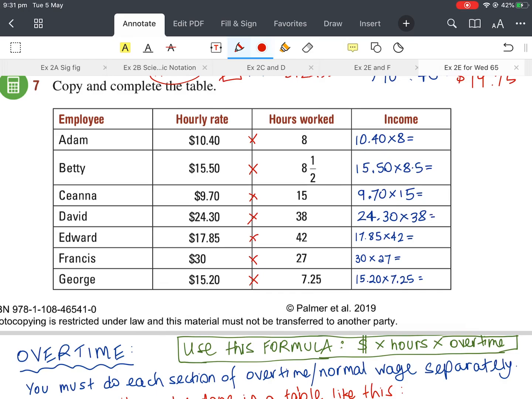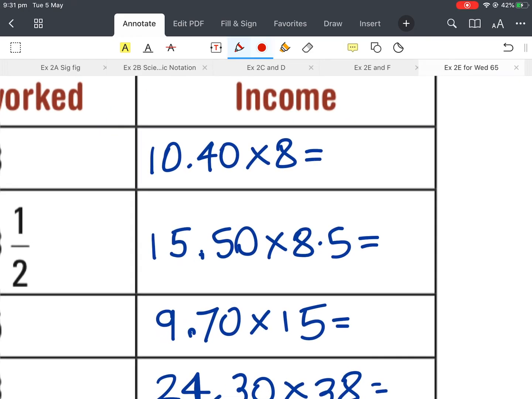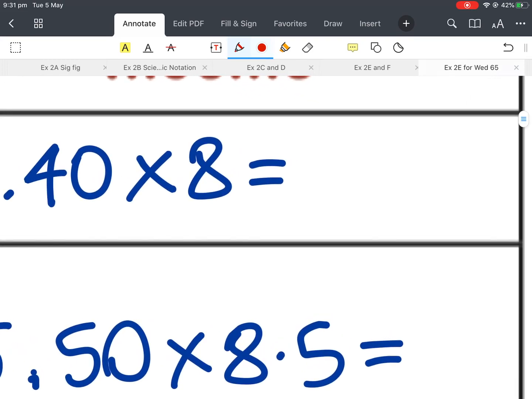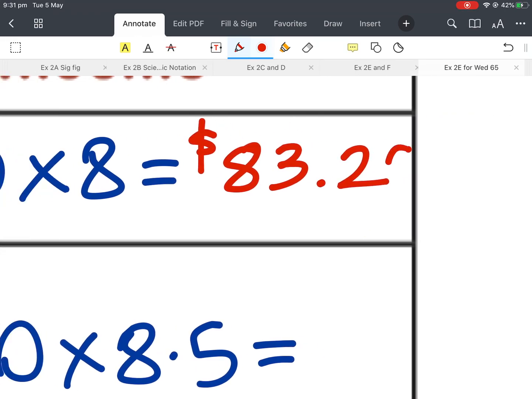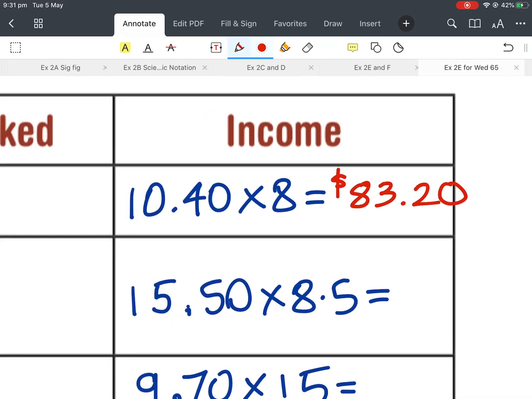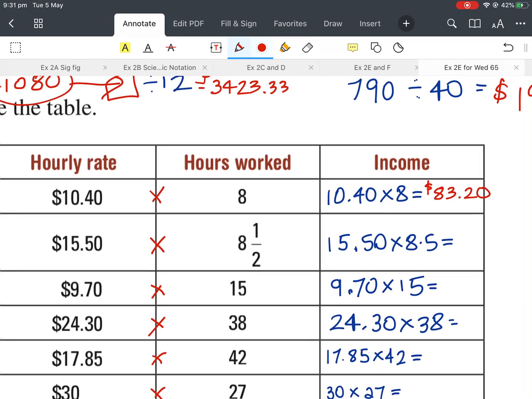So I've written out the working out for you there. $10.40 times 8 is the first one. So grab your calculator and do 10.40 times 8. Okay, what did you get? I got 83.2. Don't forget, we always do dollars and cents to 2 decimal places, so that means we put a 0 on the end. Okay, if you think you know what you're doing, can you go ahead, please, and pause the video and try and do the next lot on your own?